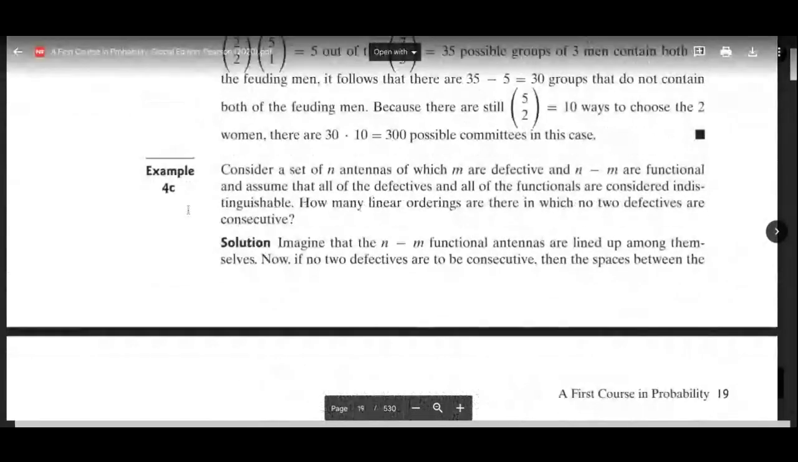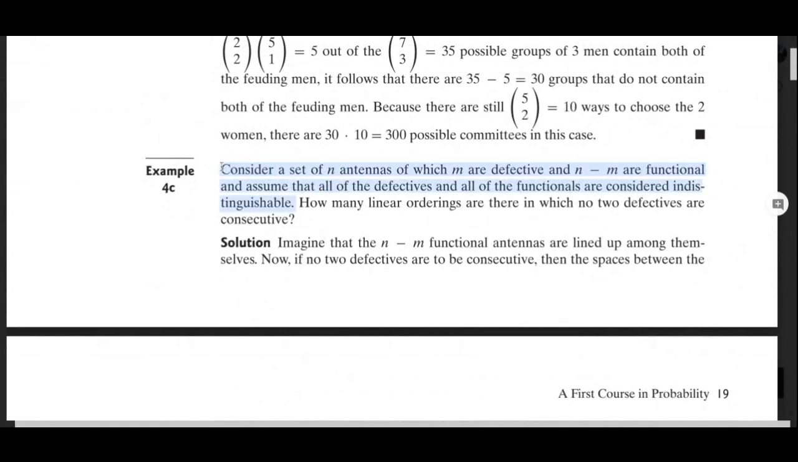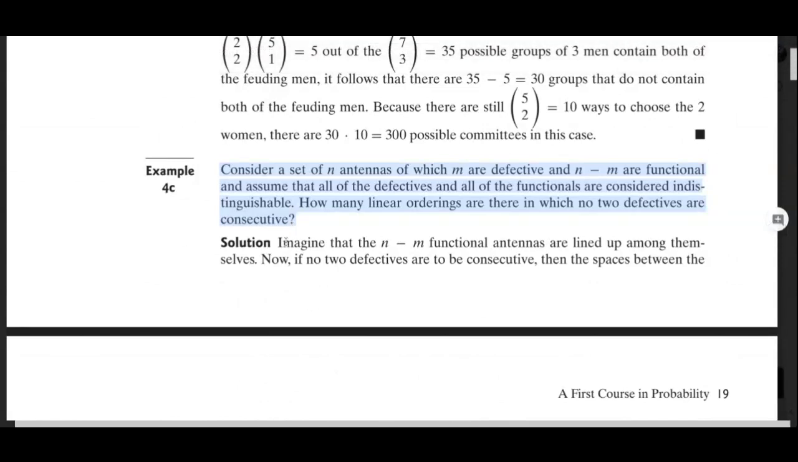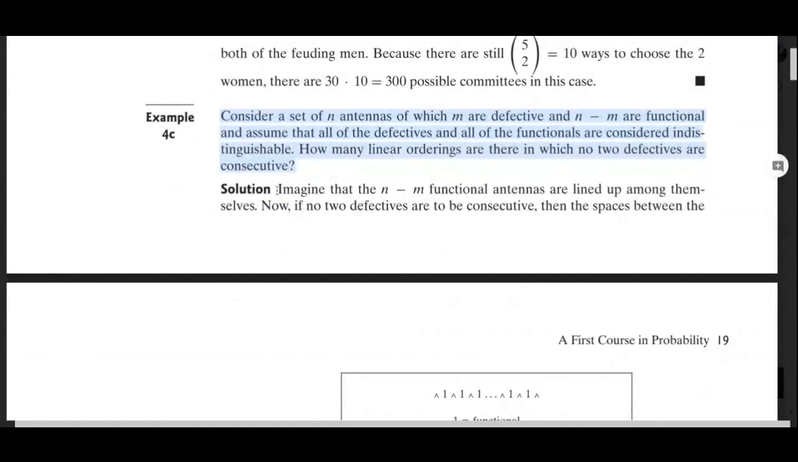Okay, let's see this example. Consider a set of n attenuators of which m are defective and n minus m are functional, and assume that all of the defectives and all of the functional ones are considered indistinguishable. How many linear orderings are there in which no two defectives are consecutive? Okay, this is a little bit complicated question. So let's just read the solution.